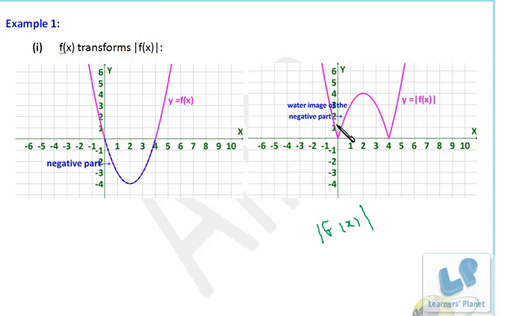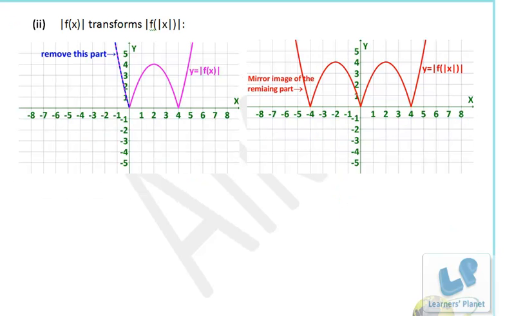So we have just discussed what we have to do. We have to remove the negative part, or the part that is on the left hand side of the y-axis. So this part will be removed, and we have to take the mirror image of this. So that will be something like this. Okay, if you draw neatly, you'll be getting the perfect graph, right? I'll just show you how it looks.